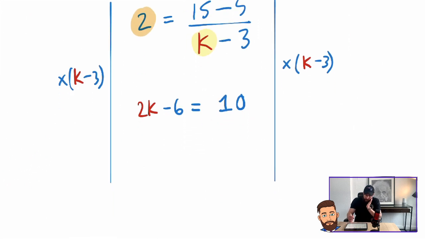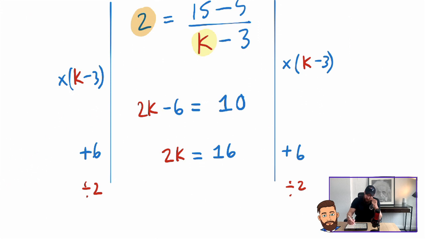How do we solve this? Well, we want k on its own. Anything attached to the k we're going to leave till last, so we're going to leave the 2 till last. And we're going to get rid of this minus 6. How do you get rid of minus 6? You do the opposite. You add 6. Adding 6 to both sides will give me 2k equals 16. Okay, 2k equals 16. Divide both sides by 2 is the last step, because I only want 1k.